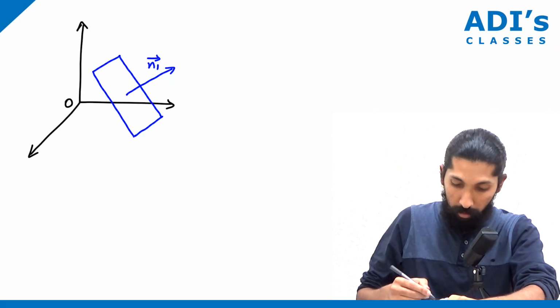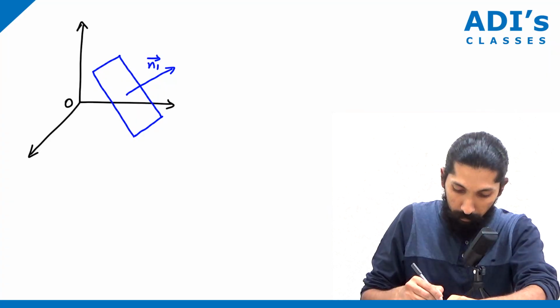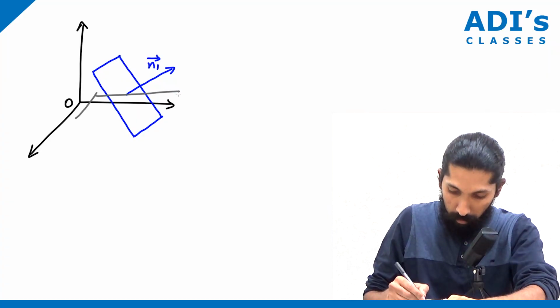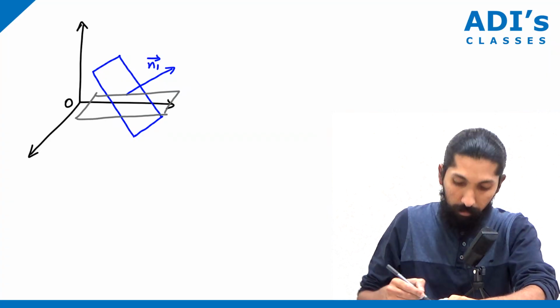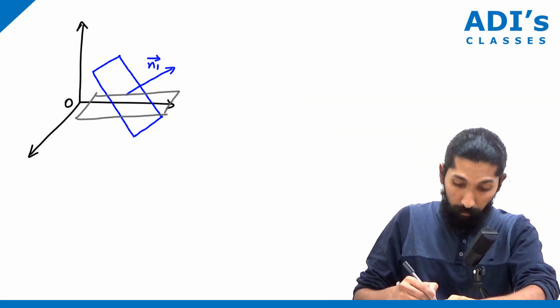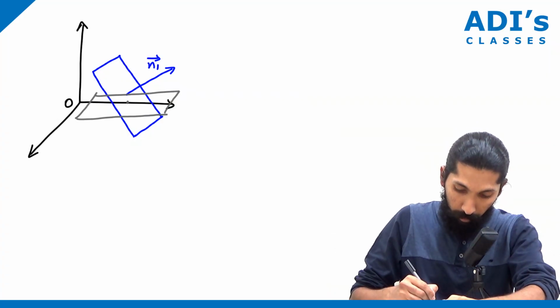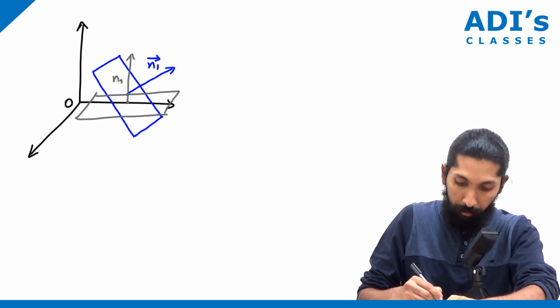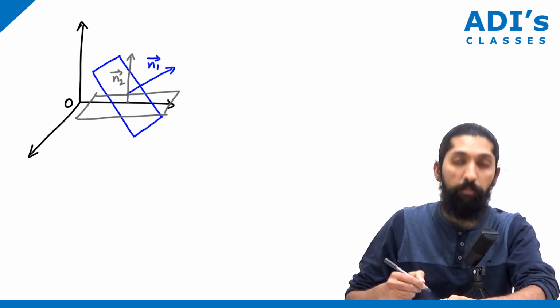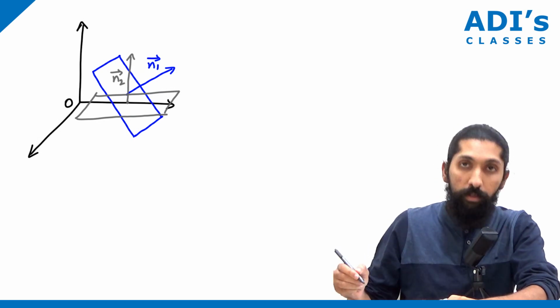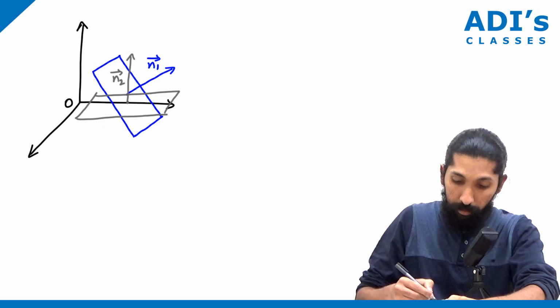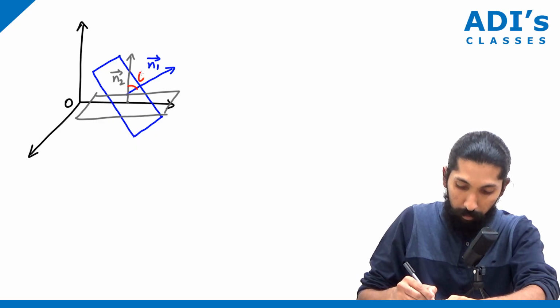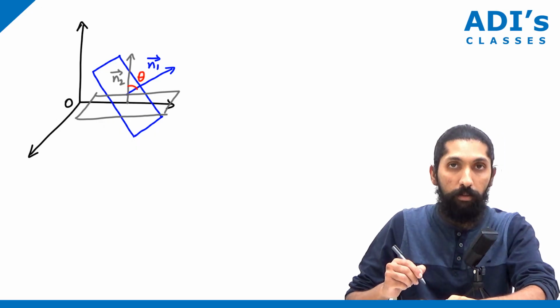Now, let's assume that we have one more plane, maybe something like this. Fine. Now, for this one, we are going to draw a perpendicular, let's call this n2. This is one more. Now, what we are trying to calculate is the angle between the two planes, what we can call theta.